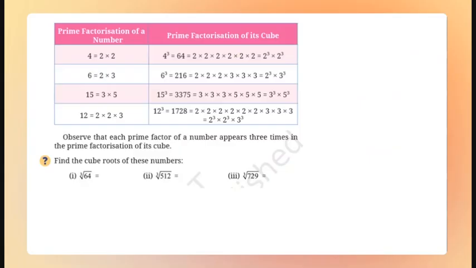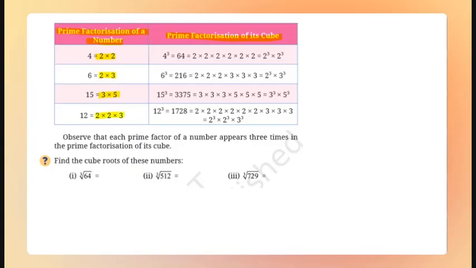ठीक है. Now we are going to study about the prime factorization of a number and the prime factorization of its cube. So 4 can be written as 2 times 2. 6 को आप 2 times 3 लिख सकते हो. 15 को 3 times 5. ऐसे ही आप 12 को 2 times 2 times 3 लिख सकते हो. तो ये तो नंबर के प्राइम फैक्टर्स हैं.